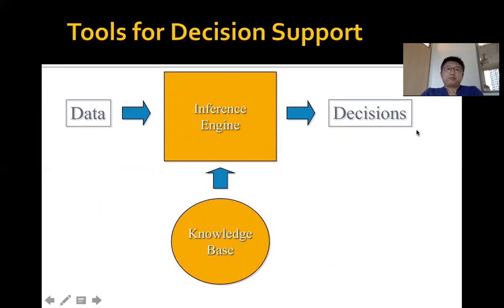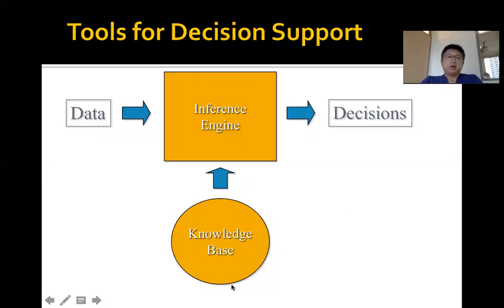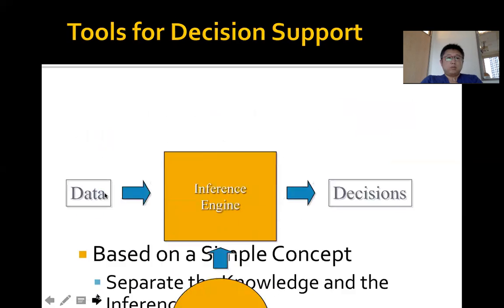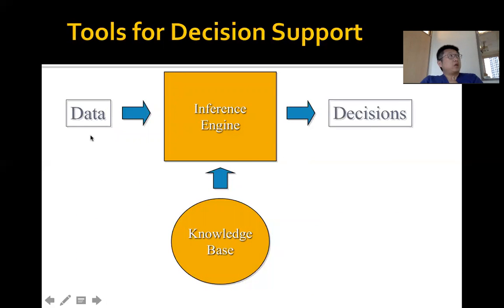Okay, so here's the diagram about how we create the decision support. Here is the clinical data. Then we will have the knowledge, for example, we have the drug ordering system here. Then the inference engine will look up the knowledge base, then it will tell you the decision. So we will talk about the details of the inference engine and the knowledge base.